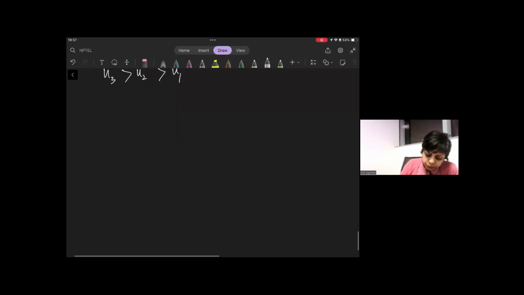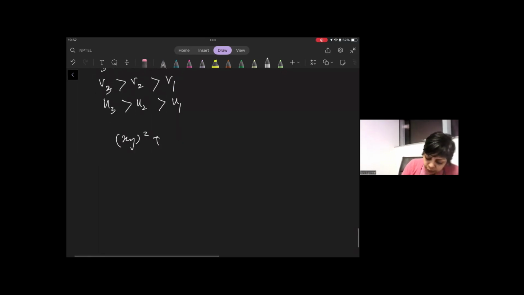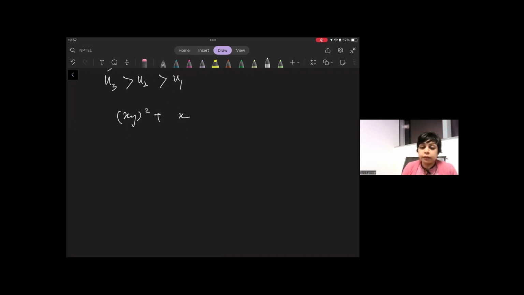So if you do something like xy whole square plus x, this is no longer a monotonic transformation, right? Because you're disproportionately changing x, which is a variable, not a constant. So the values of v equal to this and u equal to xy are not necessarily going to be the same ordering for different values of x and y, right? Because here you're adding x back to it, which is a variable. So this is not a monotonic transformation. Let me put it in some other color. Not monotonic.